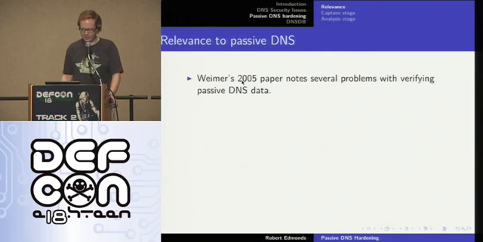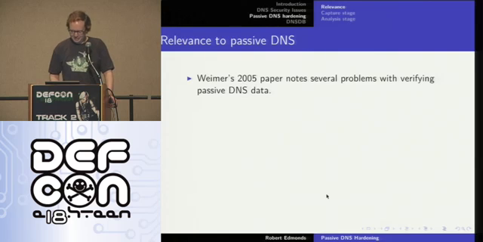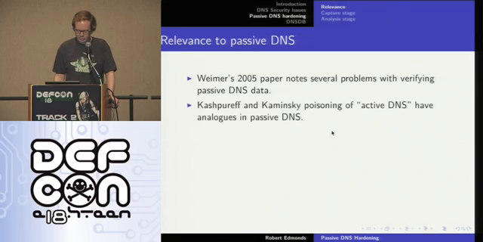Okay, now that we've covered all the background material that has led up to the meat of the talk, how is this particularly relevant to passive DNS? So Florian Weimer in his 2005 paper identified several problems with validating the data collected by a passive DNS sensor, but he chose not to implement protections against these problems. But we would like to fix these problems if possible. So we have two problems in passive DNS that are sort of analogous to the two problems in active DNS.